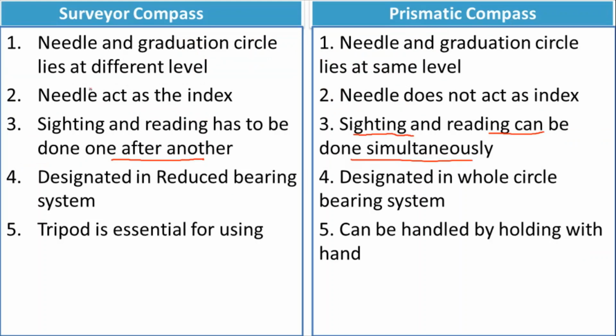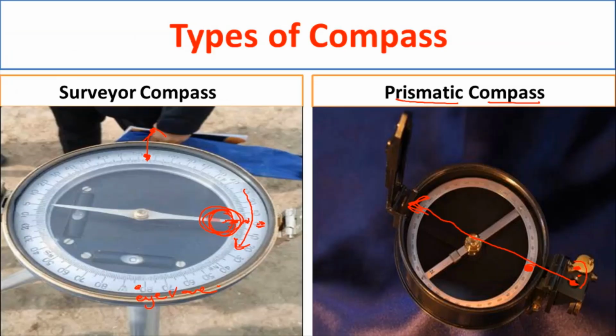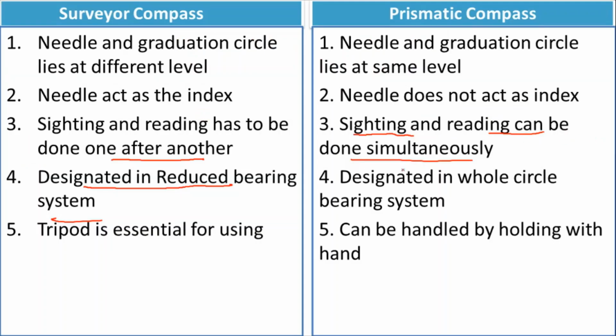Then in the surveyor compass, readings are given in the reduced bearing system. You can observe here, suppose here north is there, and here south is there, 10 to 90 degrees is there, again 80, 70, 60 like that. So the point is, in the surveyor compass, readings are given in the reduced bearing system. And if you see here, the reading starts from 0, then it will come like 359 degrees, 360 degrees to the end here. So here the readings are given in which system? Whole circle bearing system. That's the fourth point. So in the surveyor compass, readings are given in the reduced bearing system. In the prismatic compass, they are given in the whole circle bearing system.